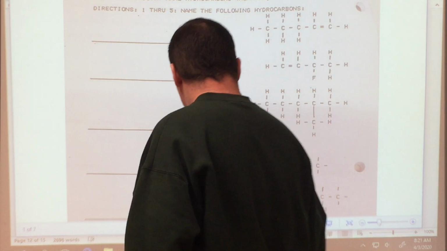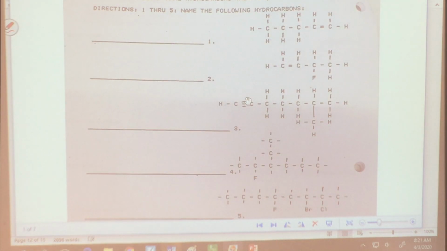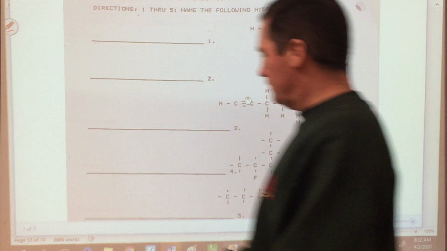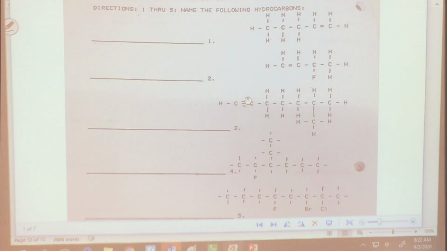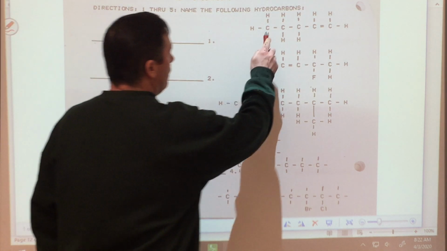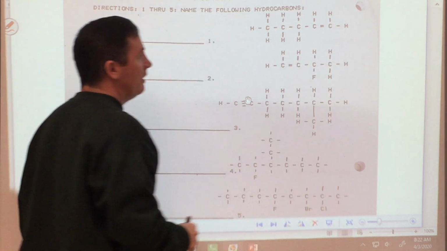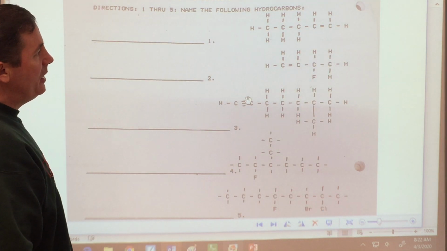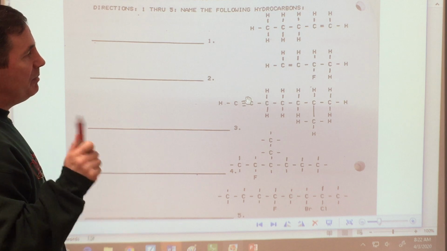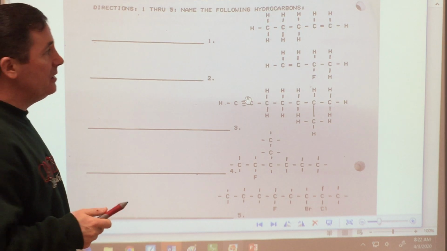All right, so a reminder that we name these according to where the bonds are. Normally we're still going to count the number of carbons that I have. That's still going to be important, obviously. So I've got 1, 2, 3, 4, 5 here. I've got 5 carbons. But my numbering is dictated by where the double or the triple bond is.